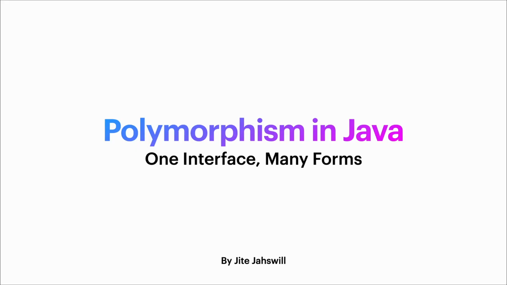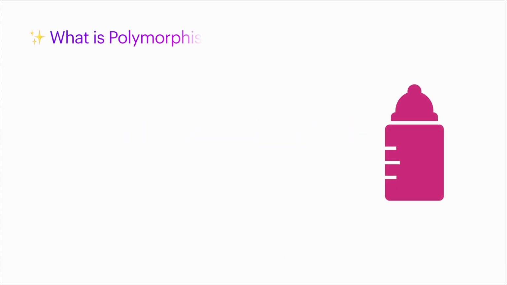And yo, it's your favorite chill Java tutor, and today we're decoding polymorphism, which just means same method, different behavior. Let's break it down in plain English. So, starting with the first question, what is polymorphism? Poly equals many, morph equals form.